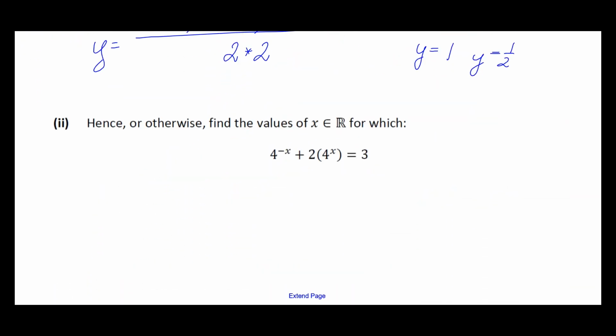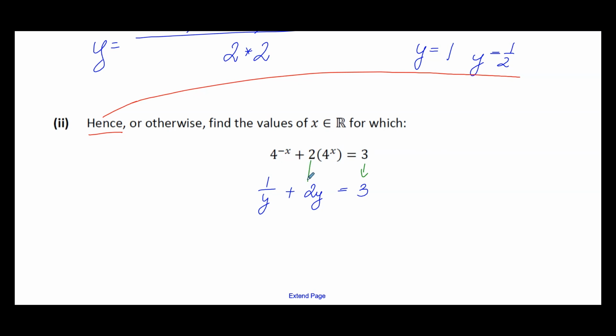Now, they are saying hence. What does that mean? With the knowledge we just acquired, or otherwise, find the values of x for which. So how does the value of y help me find the value of x? Let's remember what that equation was. The first equation we had was 1 over y plus 2y equals 3. So there must be some similarities, and I can see that.